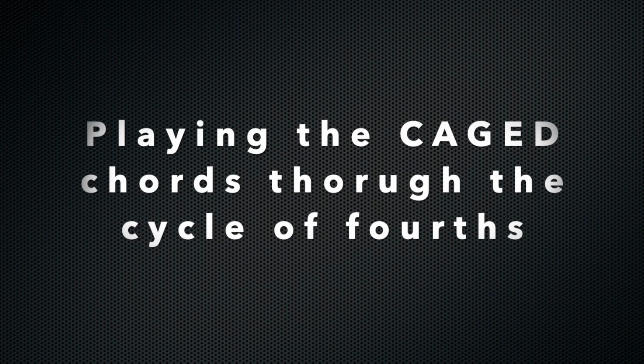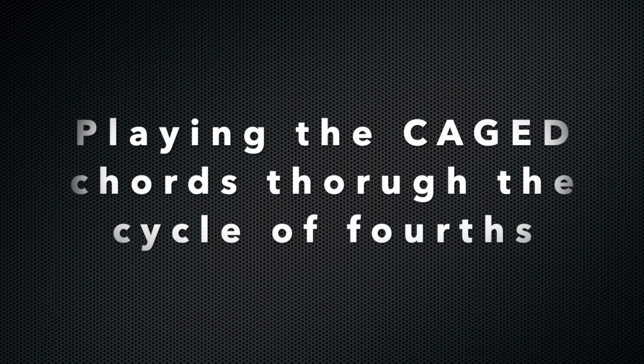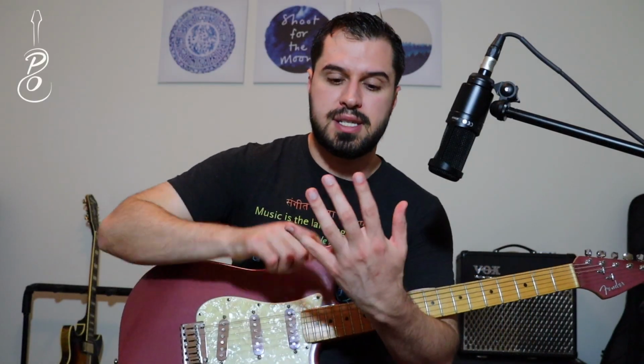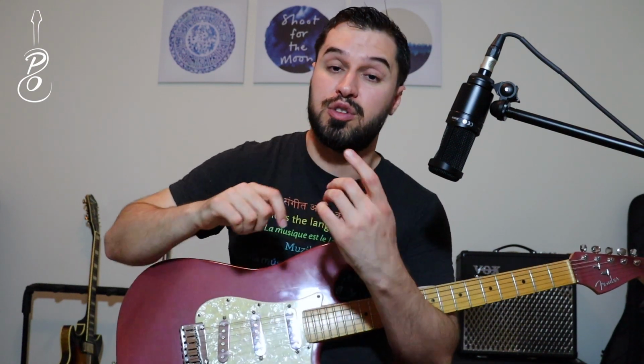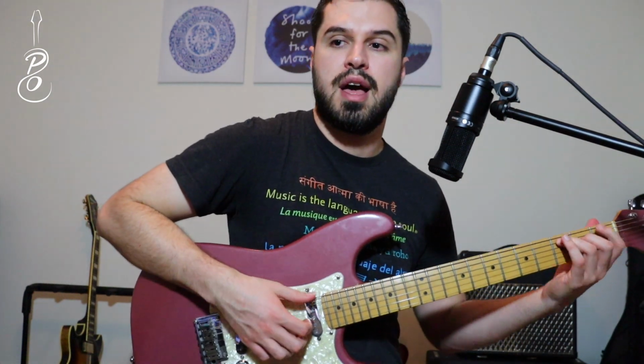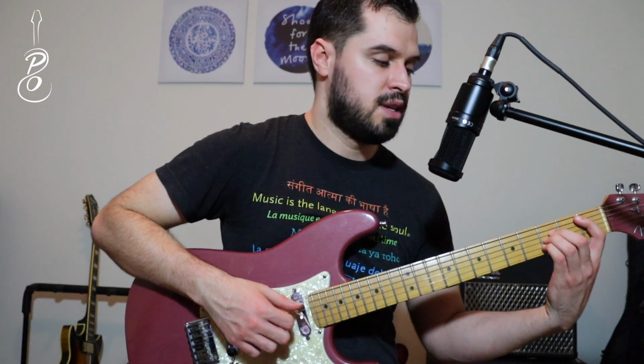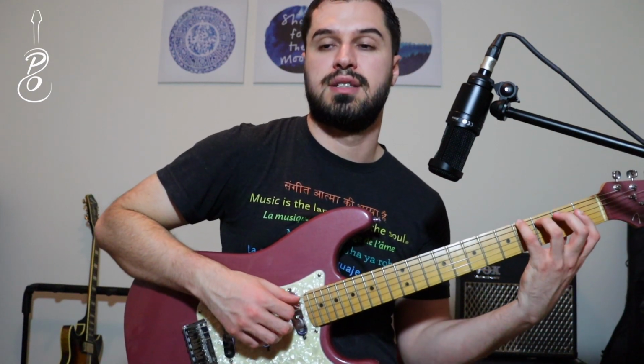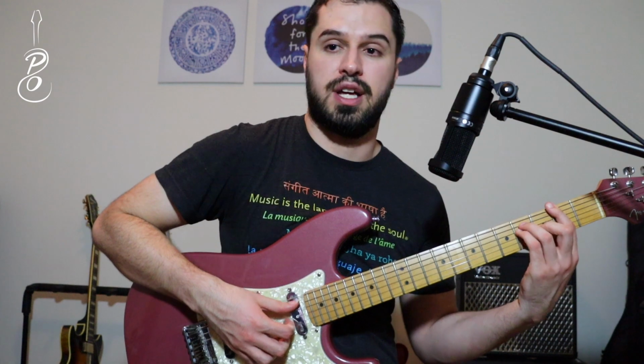One last exercise I'm gonna suggest for those who know a little music theory: you can play the chords through the cycle of fourths, meaning you play C and then your next chord is gonna be F. Then B flat, E flat. If you don't know the cycle of fourths, that's something that you probably wanna check out. It's a really important theoretical concept. So you'd have C, F, B flat, E flat, A flat, D flat, G flat, and then so on.